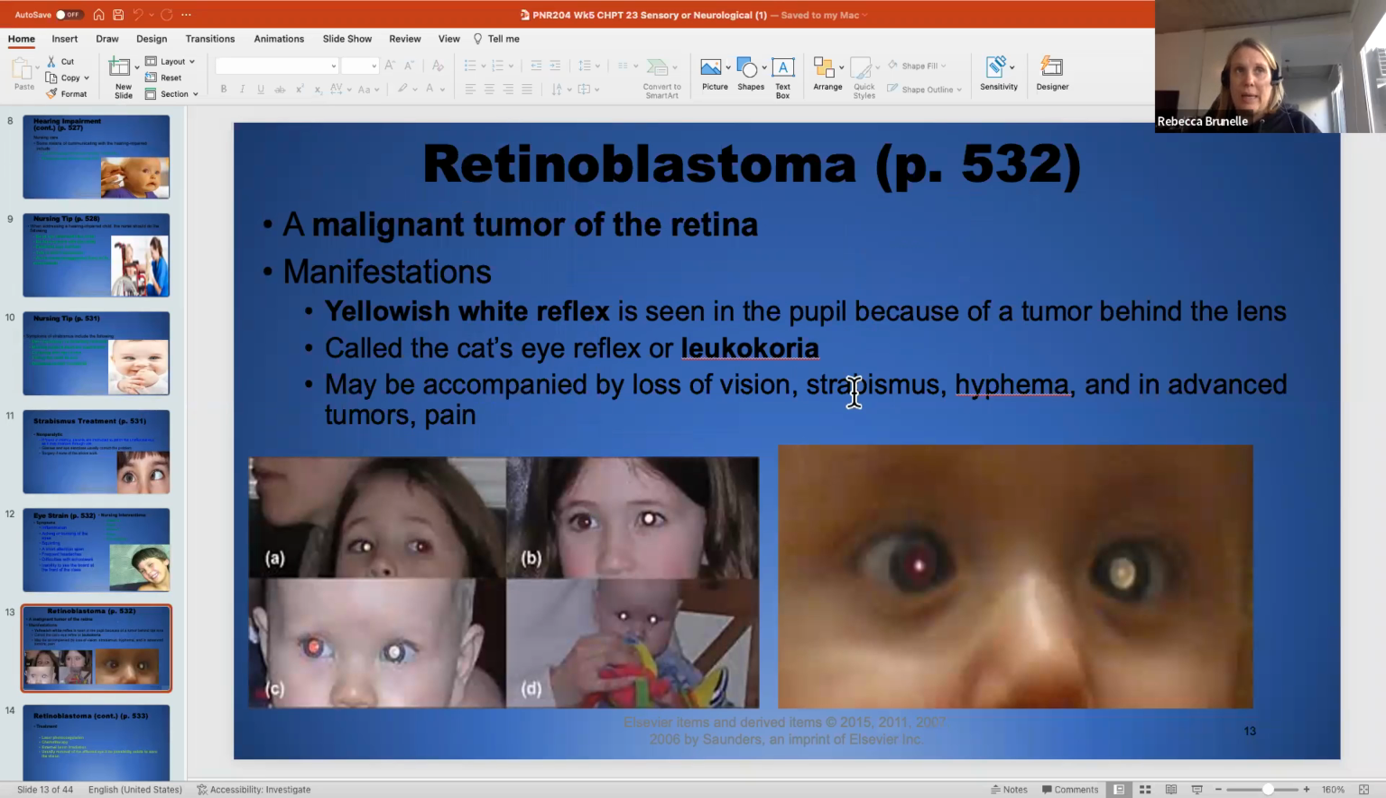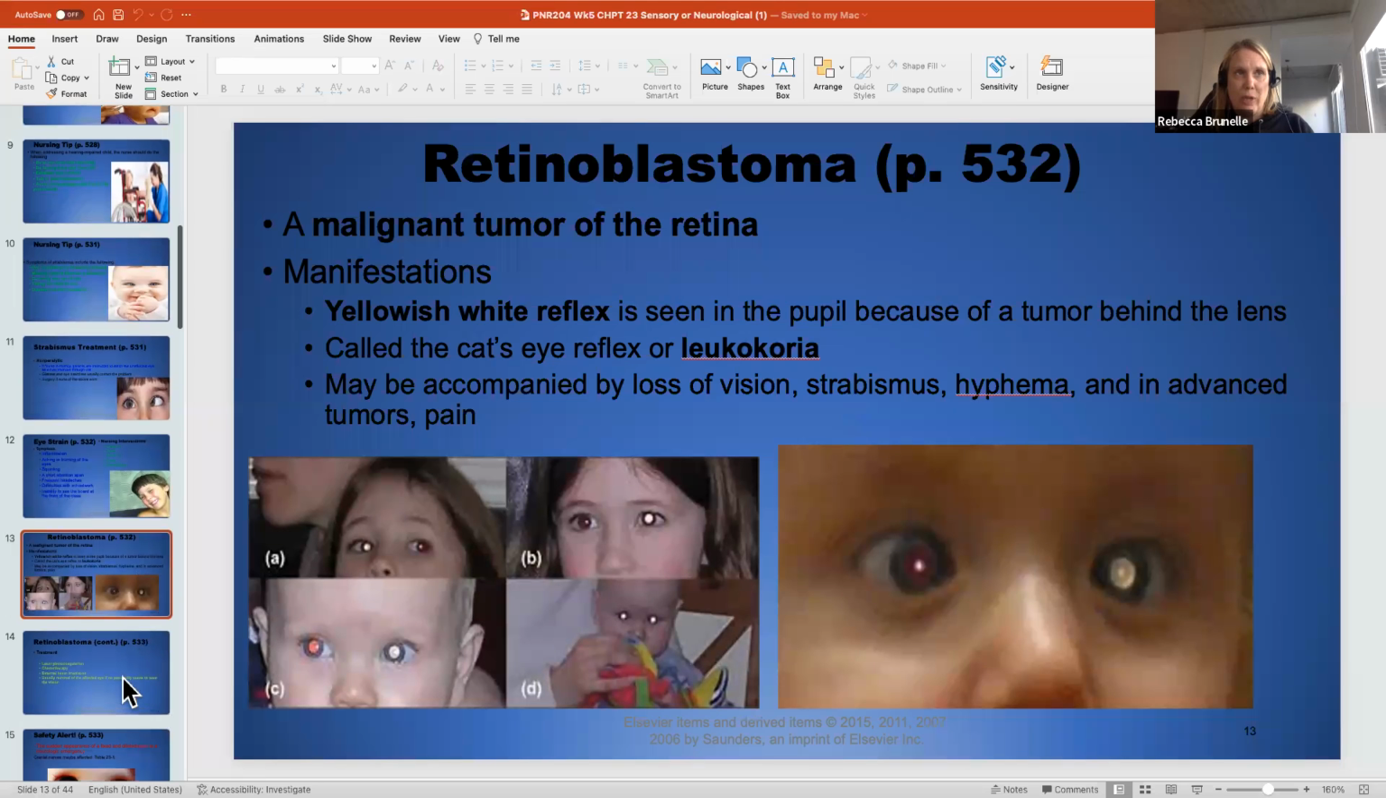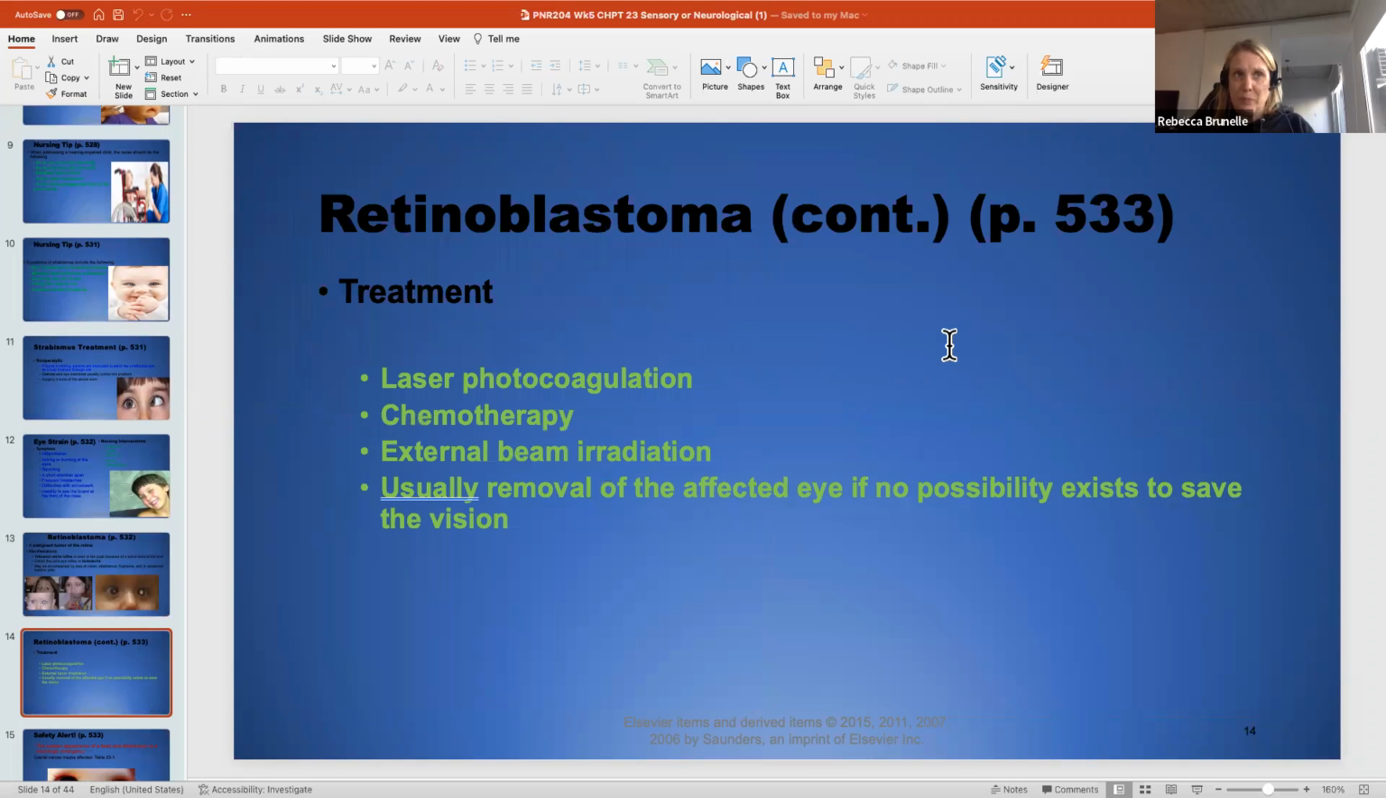So a cancer that is possible in childhood is something called a retinoblastoma. This is a cancer of the retina, and it is a malignant tumor. And these are some pictures. You have this yellowish white reflex seen in the pupil. So it's this one here and this one here. And it's usually accompanied by loss of vision and pain.